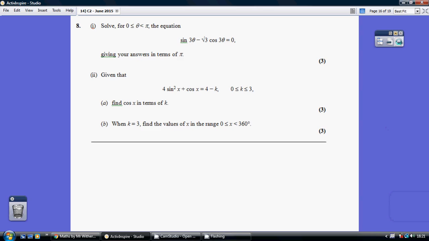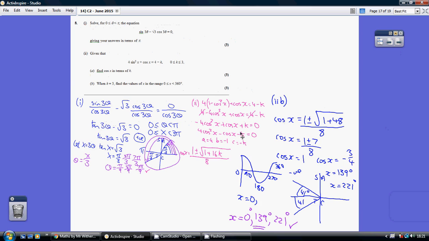Question 8. So part 1. The secret here is to choose to divide through by cos 3 theta.